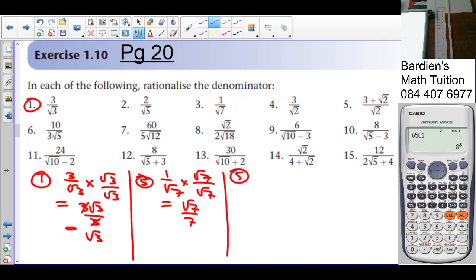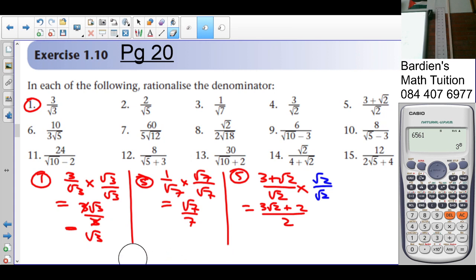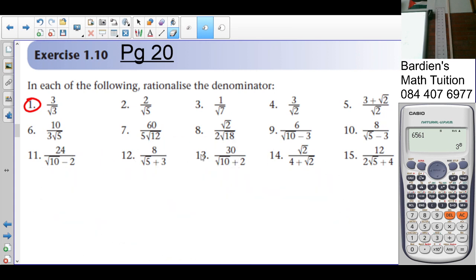Number 5. It will be 3 plus root 2 over root 2. What must this be multiplied by? Root 2, yes. Because I will be looking at the denominator. So root 2 times root 2 is 2. Root 2 times 3 is 3 root 2. Plus root 2 times root 2 is 2. No common factor. You all okay with that? Okay, let's look at number 7. Got 60 over 5 root 12. What are we going to multiply this by?